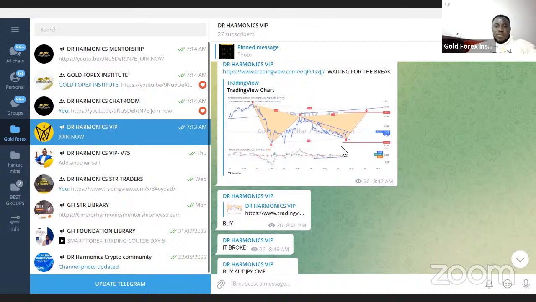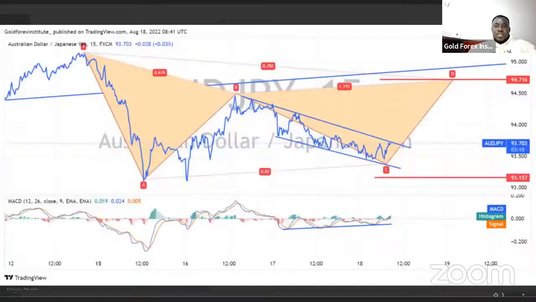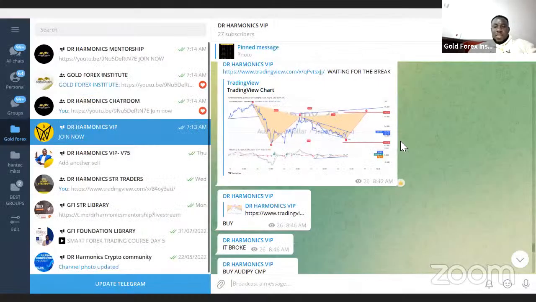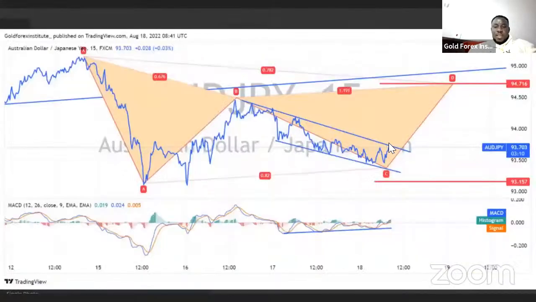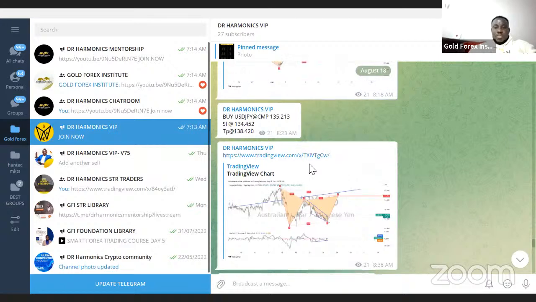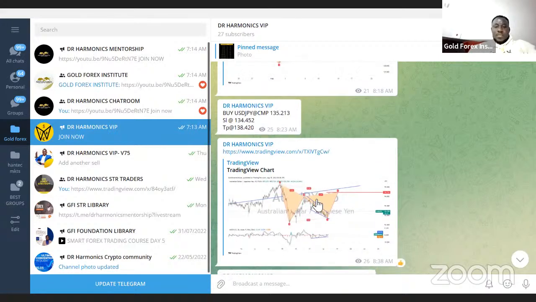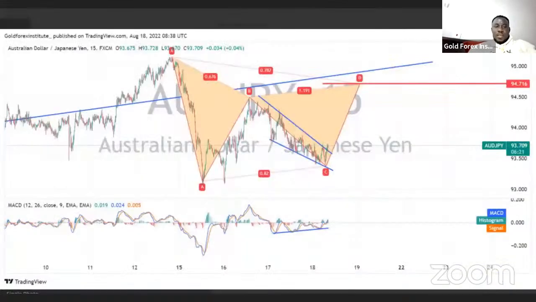Now this one was the, let me check. Okay, so this is AUD JPY. Look at where we bought it. We bought it around it. So we were waiting for the break. The break happened and we're buying it over here. Okay. The same with UJ. This AUD JPY, right? So this was where we took the trade and we were expecting to hit this level.